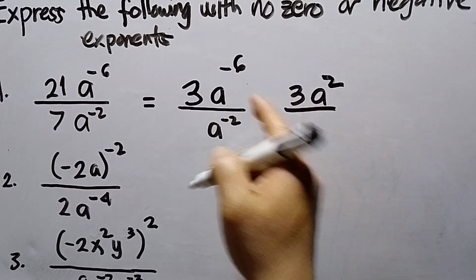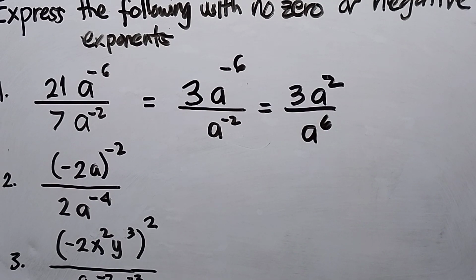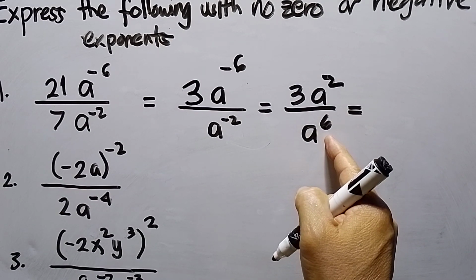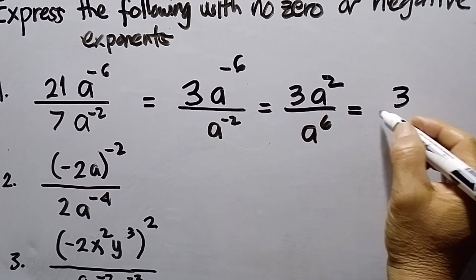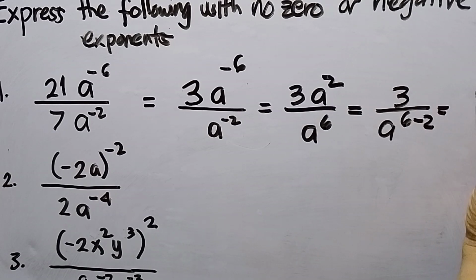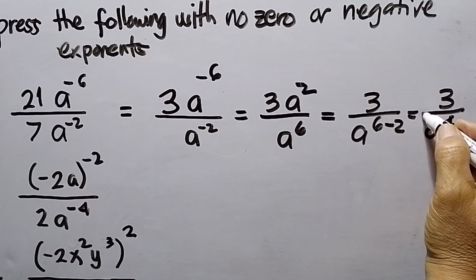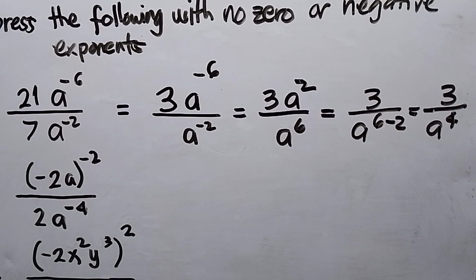And then this one will be down in my denominator, so a to the 6. And then when n is greater than m, this will be 3 over a to the 6 minus 2. Then this will be 3 over a raised to the 4th power. So that's my answer for number 1.